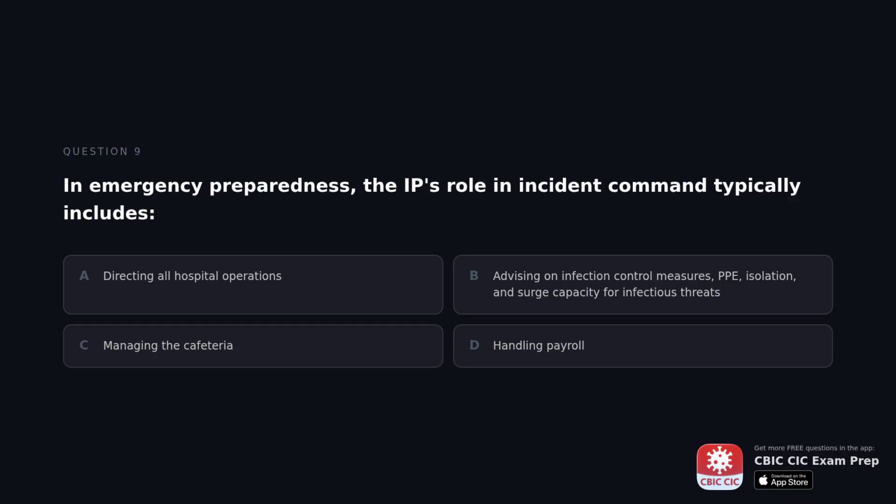In emergency preparedness, the IP's role in incident command typically includes: a. directing all hospital operations, b. advising on infection control measures, PPE, isolation, and surge capacity for infectious threats, c. managing the cafeteria, d. handling payroll.